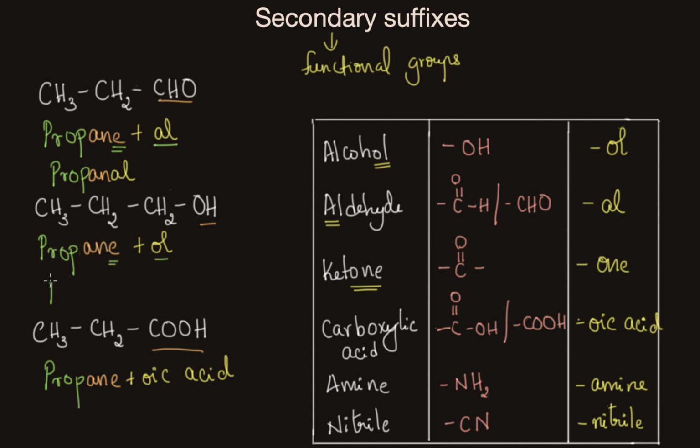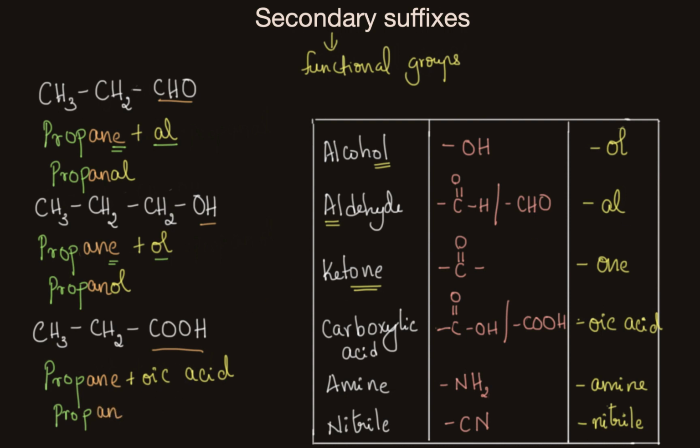So this becomes propane. So let's remove the last E and fix ol. So this becomes propanol. See the difference. This is propanal and this is propanol. Similarly, for the last one, this is propane, right? So this becomes prop and ane, remove last letter E.